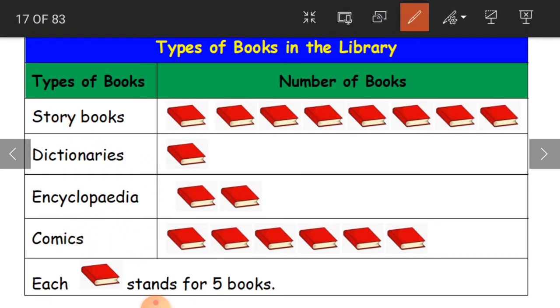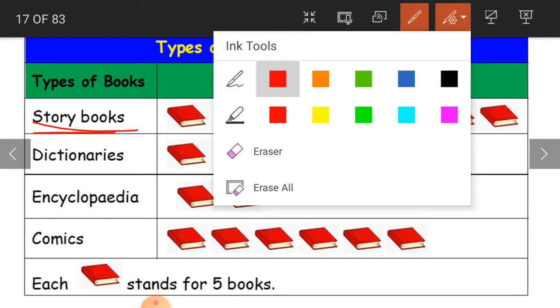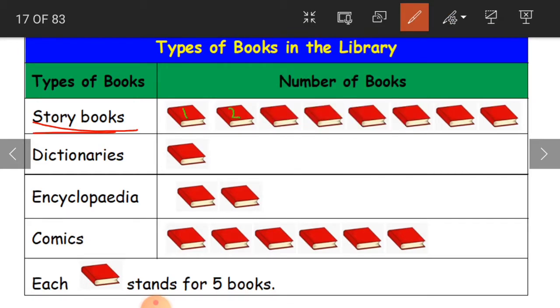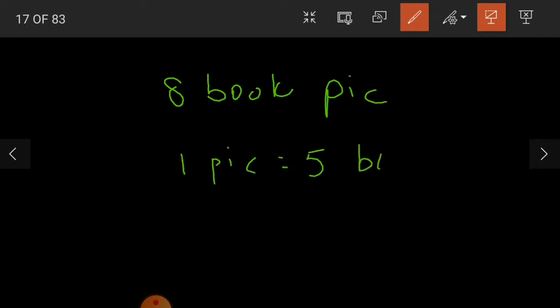Now count the number of story books here. We have 1, 2, 3, 4, 5, 6, 7, 8. We are having 8 book pictures. 8 book pictures. And what is it? Each picture stands for 5 books. We are having 8 book pictures, and one picture stands for 5 books.